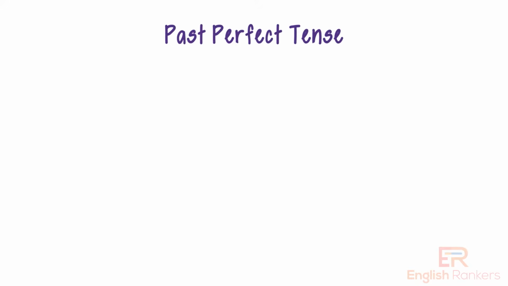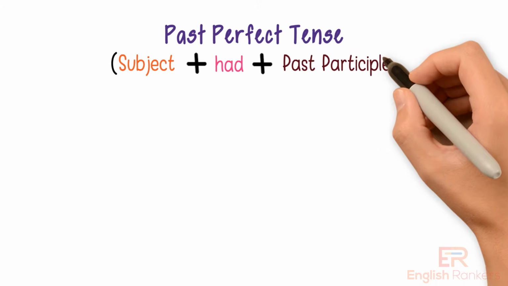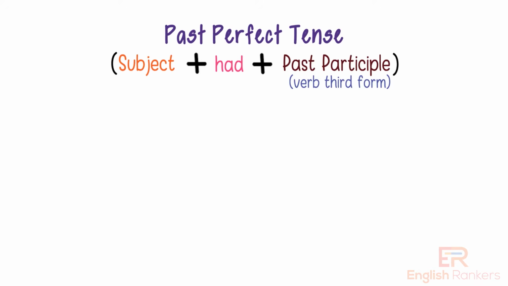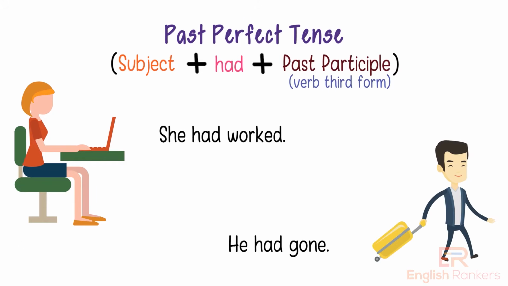Now I will tell you how to form past perfect. Subject plus had plus past participle, verb third form. Examples: she had walked, he had gone.